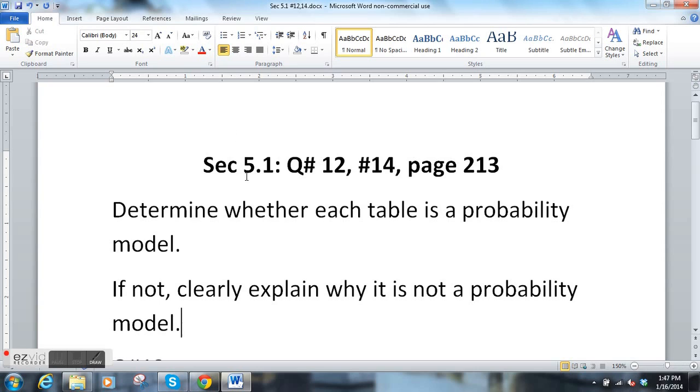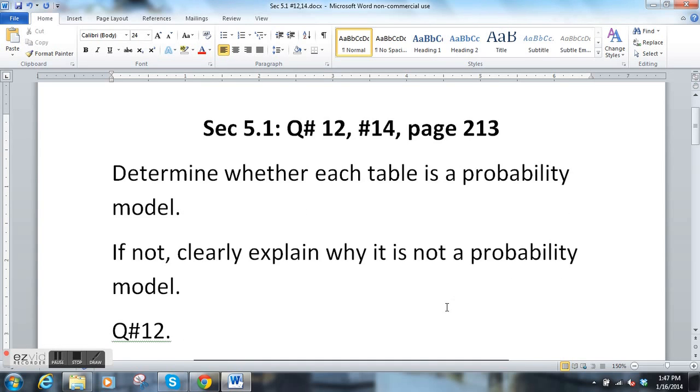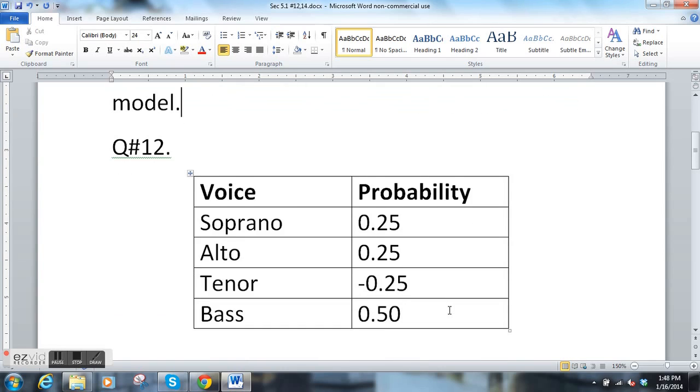Hi there, this is section 5.1 and question number 12 and question number 14 on page 213 of your Discovering Statistics textbook. So the question asks, determine whether each table is a probability model. If not, clearly explain why it is not a probability model. So question 12, here is the table.